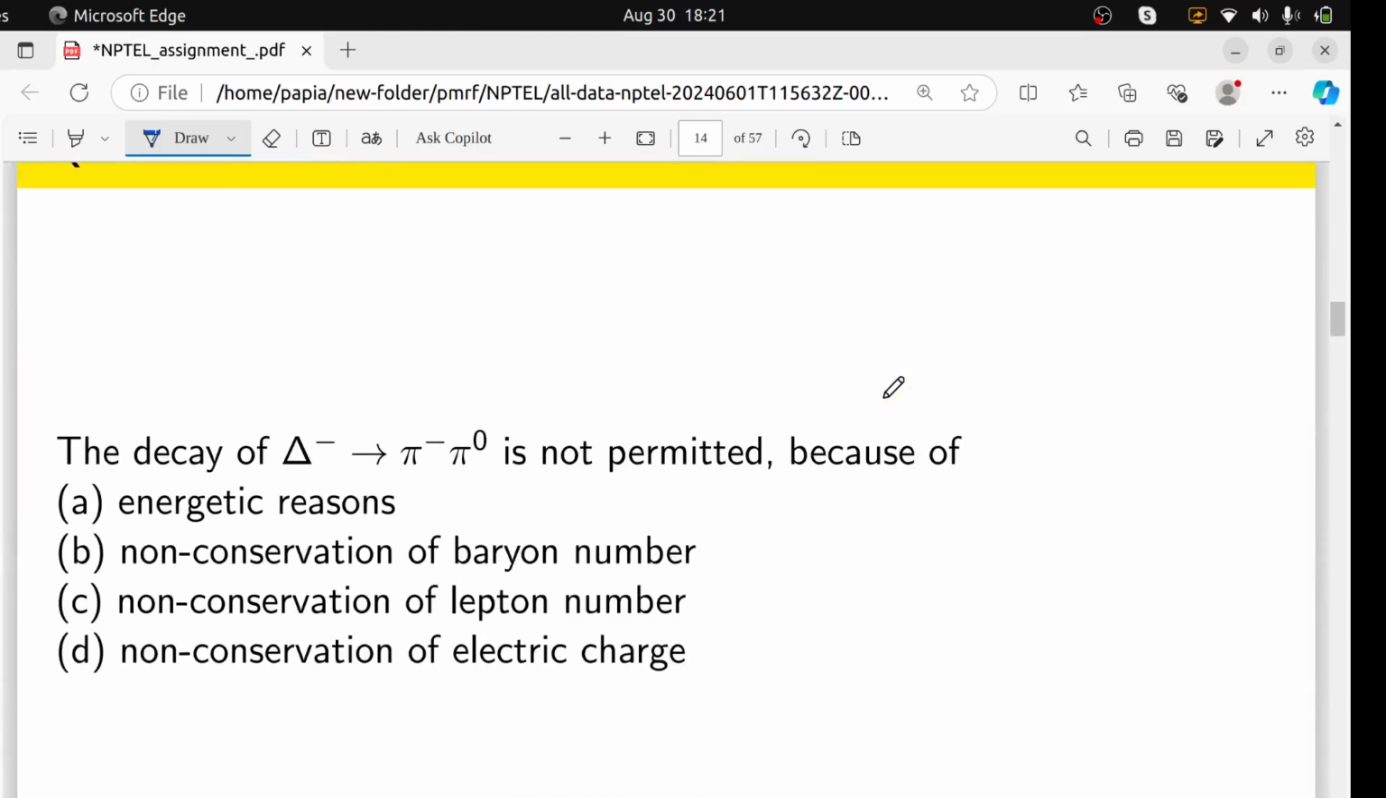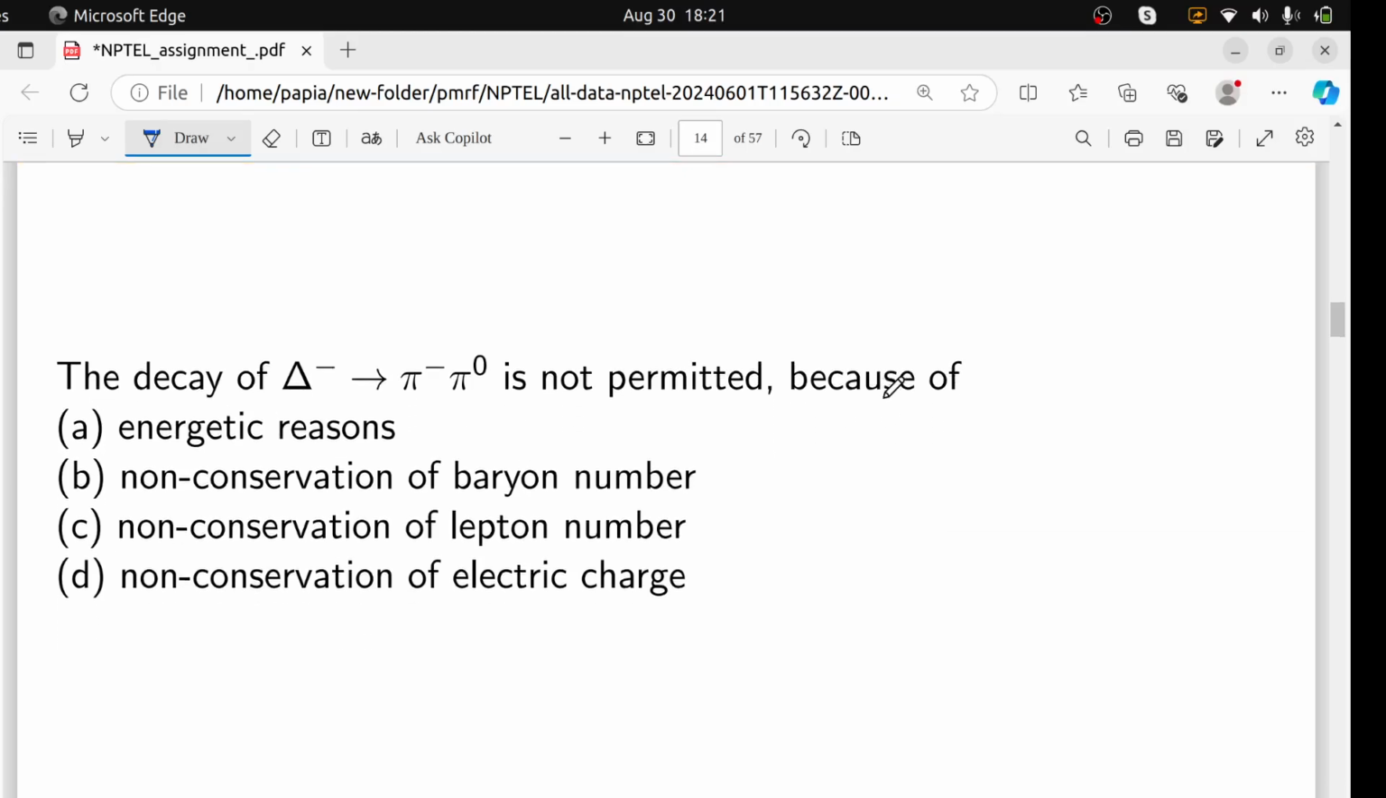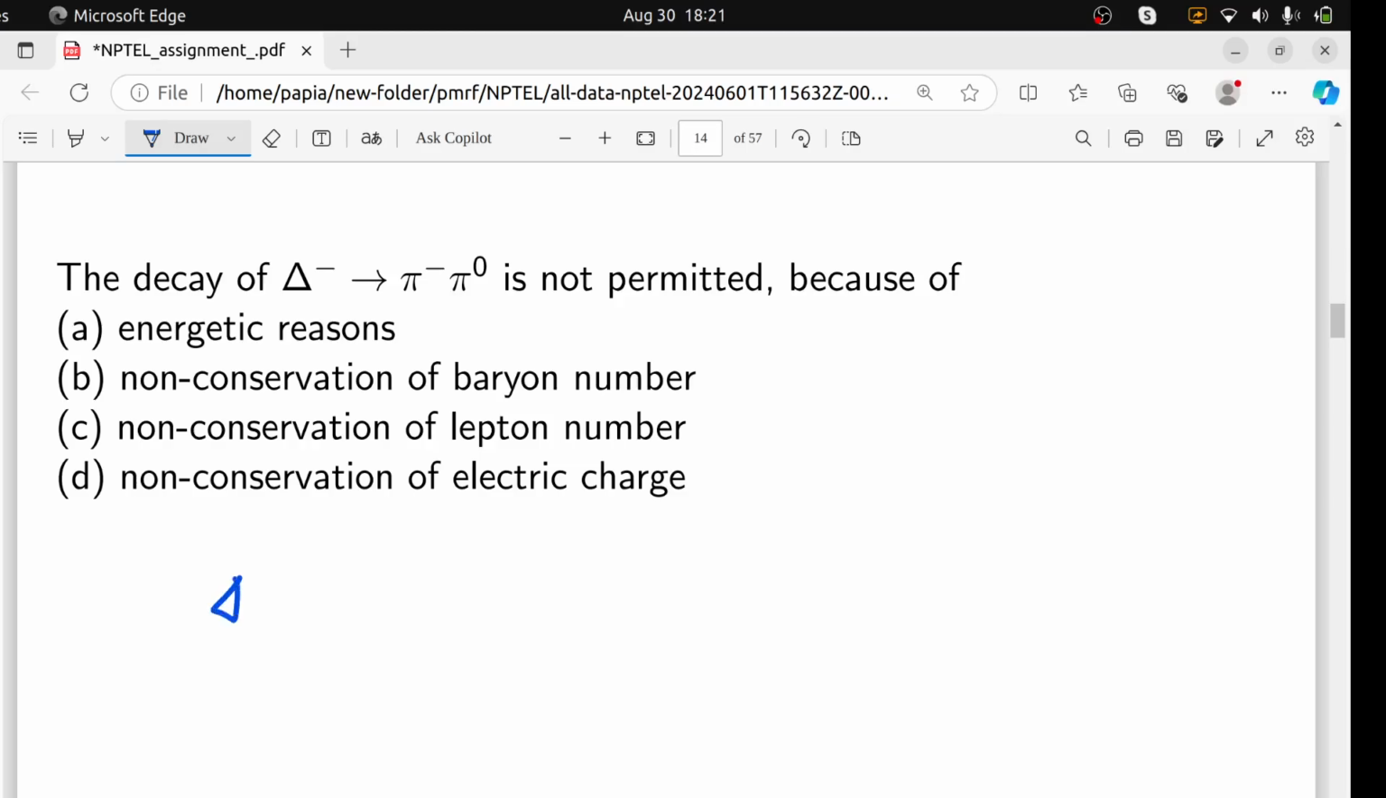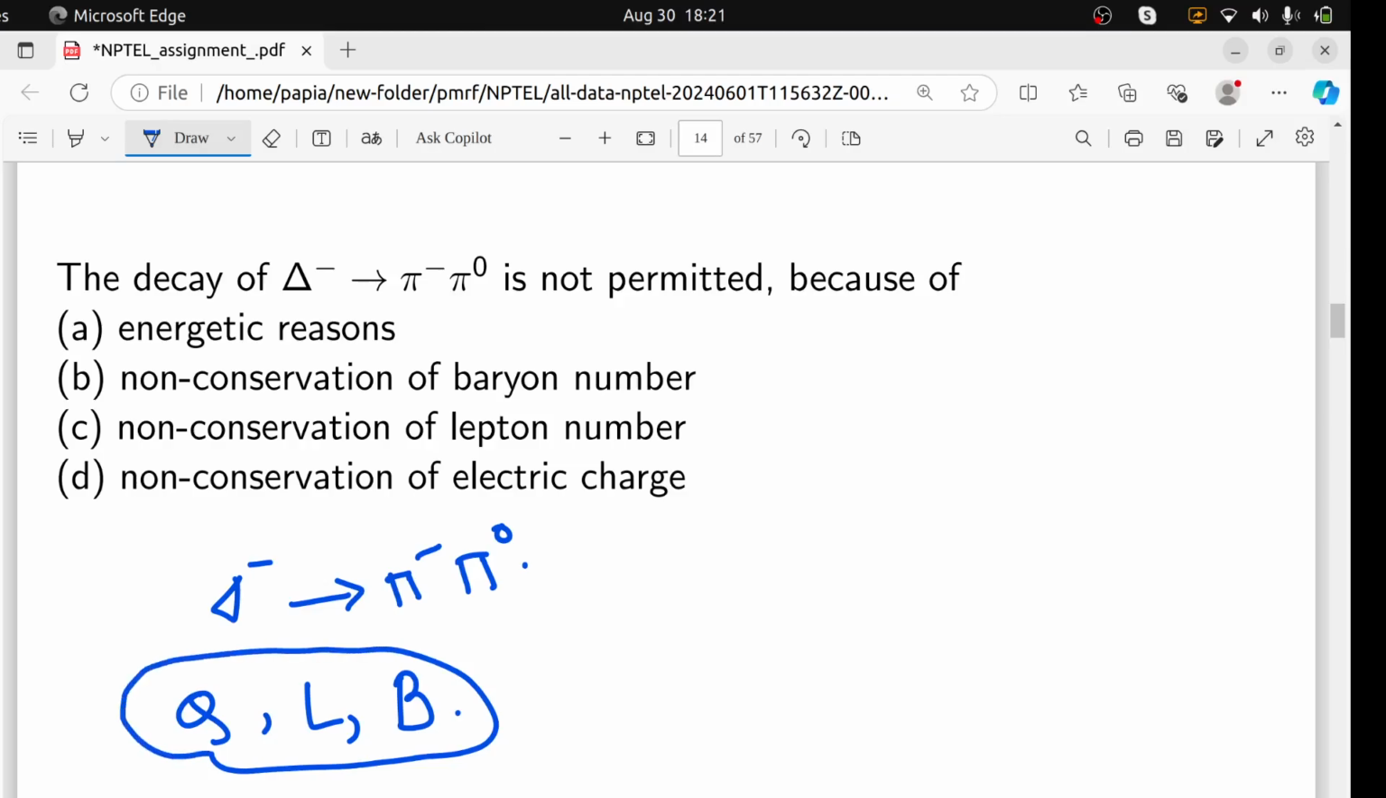Where is the next question? The next question is the decay of delta minus goes to pi minus pi 0 is not permitted because of which reason? Okay, so delta minus going to pi minus pi 0. First of all, I told you just some time ago that to occur any type of nuclear reaction, we have to see three fundamental quantum charges conserved. One is charge, another is lepton number, and another one is baryon number.